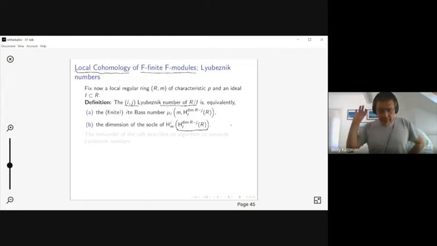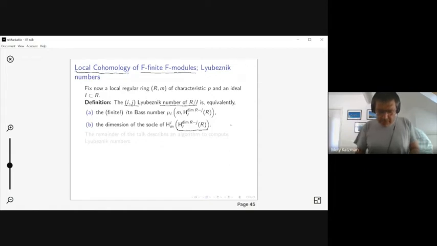Now, I'm throwing lots of things at my audience, so I'm sure there are people wondering what local cohomology is for, and that has an answer. And people may be asking, what are Lyubeznik numbers for? That has an answer too, but I'm not going to get there. So if you haven't seen this before, take this as an invitation to look into this.